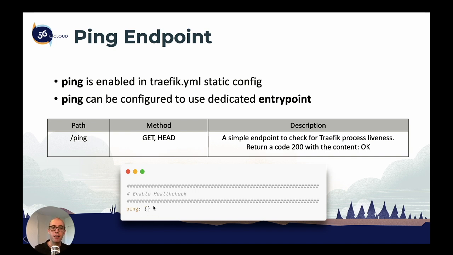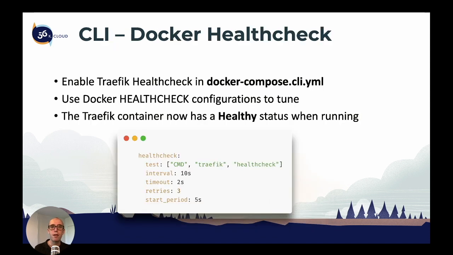And then you can see down here how we enable it within static config. It's basically another YAML entry, ping, and then that's it. We have it enabled. We can also configure ping to use a dedicated entry point. So if you want to put it on a separate port, or if you want it somewhere routed completely different, that's also a possibility.